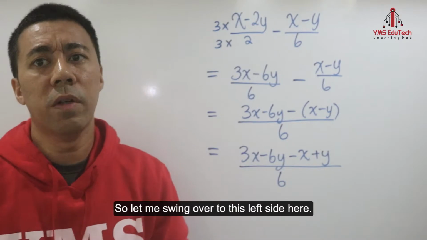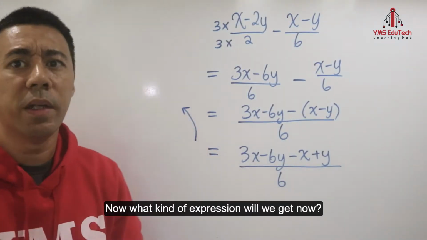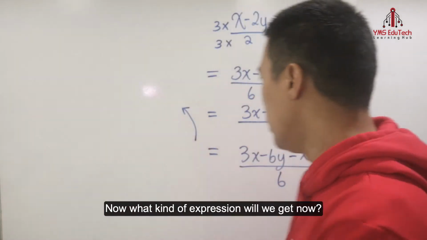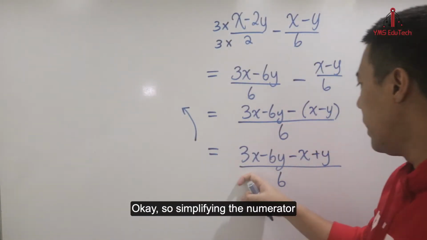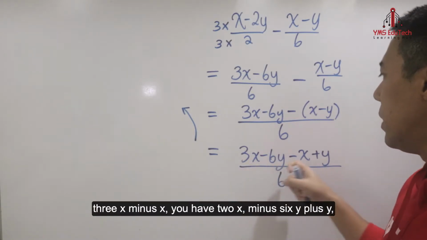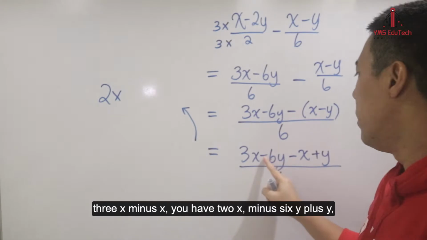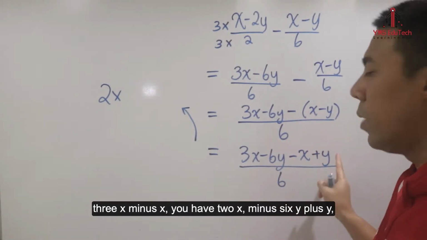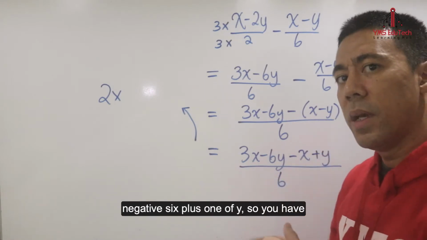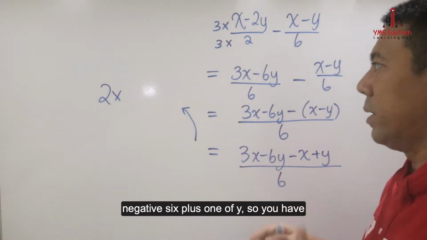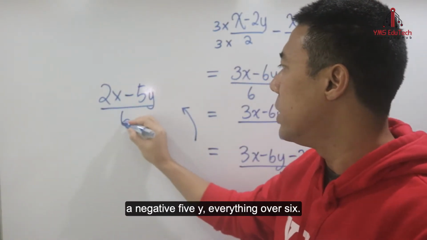So let me swing over to this left side here. Now, what kind of expression will we get now? So we will need to simplify the numerator. Simplifying the numerator, 3x minus x, you have 2x, minus 6y plus y. So be careful of the negative sign. Negative 6 plus 1 of y, so you have a negative 5y, everything over 6.